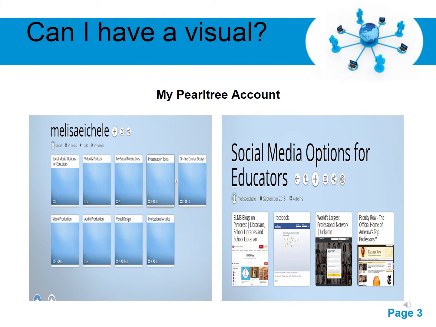The first screen demonstrates the categories or the files. These are my main folders. I have social media options for educators, video, podcast, etc. The second screen is a visual of the information I have stored in my social media options for education file.